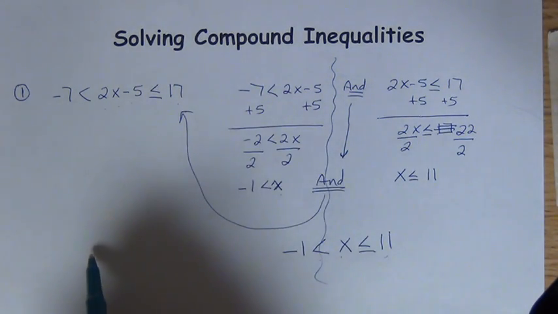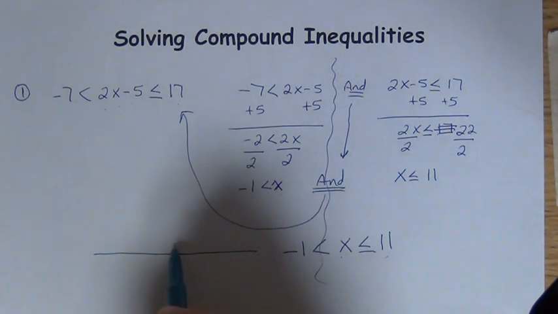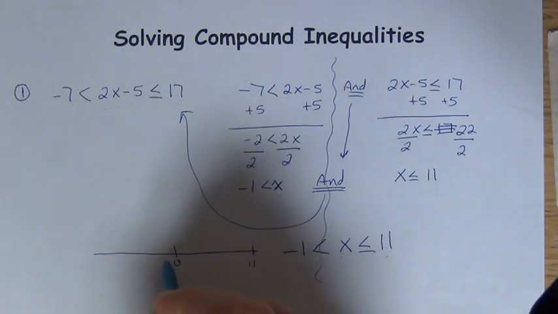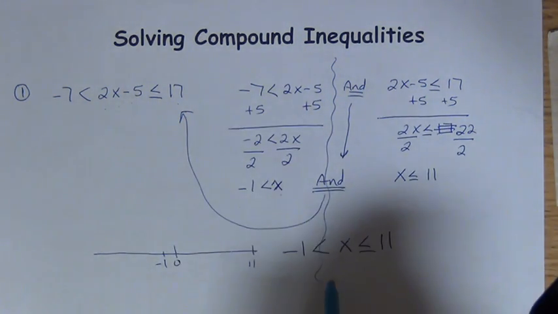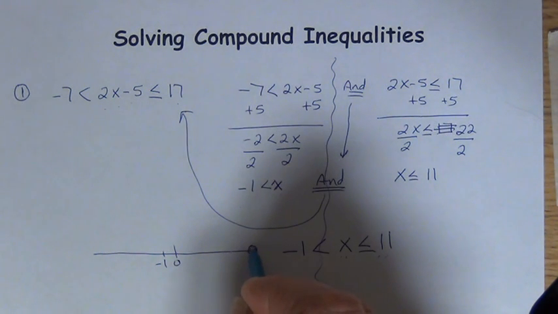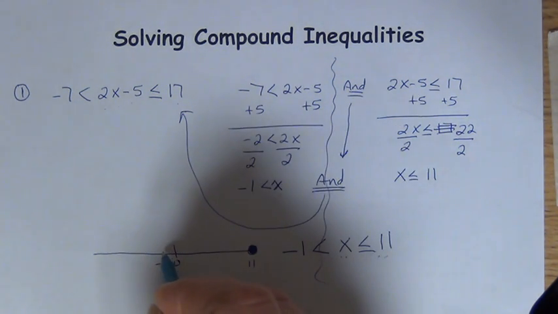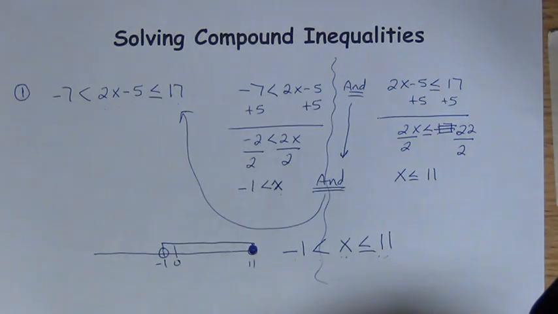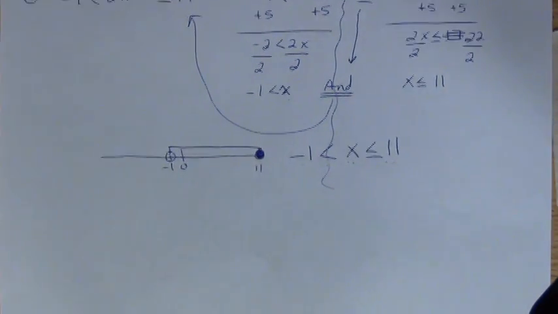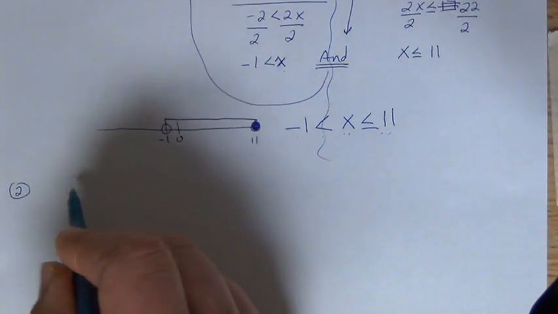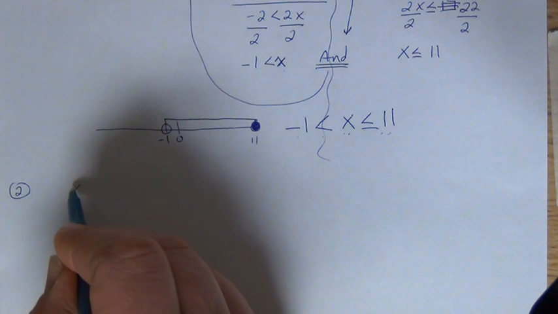If I wanted to graph it on a number line, just real quick sketch here. Let's say 11's out here. Let's say negative 1's here. I want the interval between 11, including 11, and negative 1. So between 11 and including it, and negative 1, there's that interval.